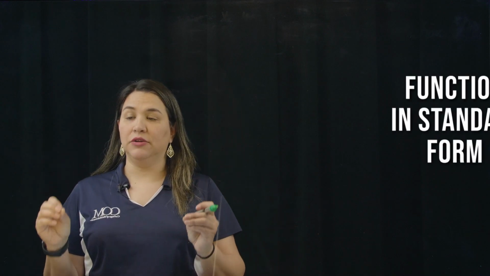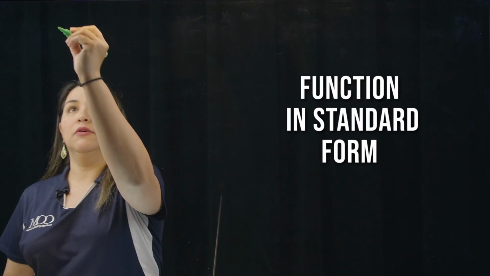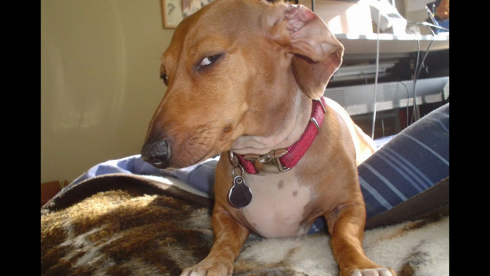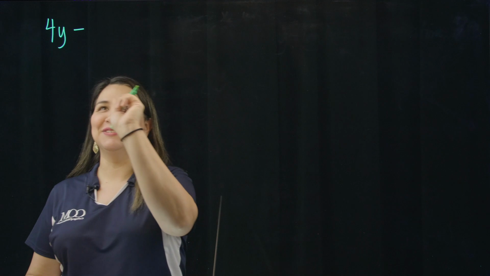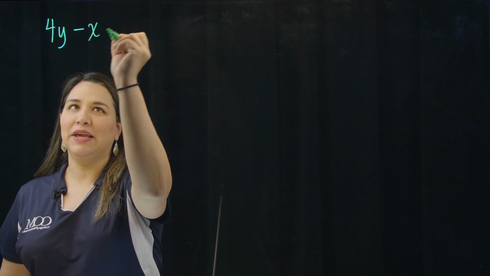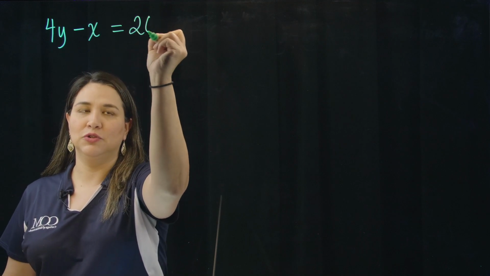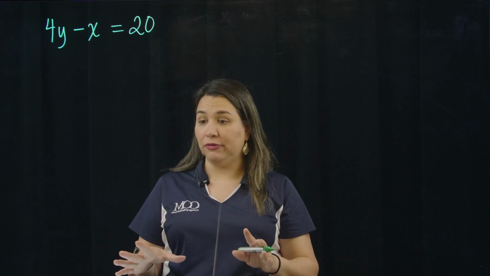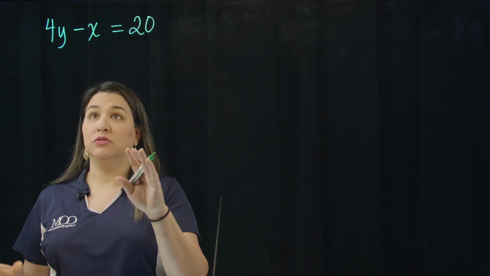So now let's say we're given a function in standard form. The function they give you is 4y minus x is equal to 20, and you're trying to graph this line. So in order to graph it, first you should be able to solve for y.